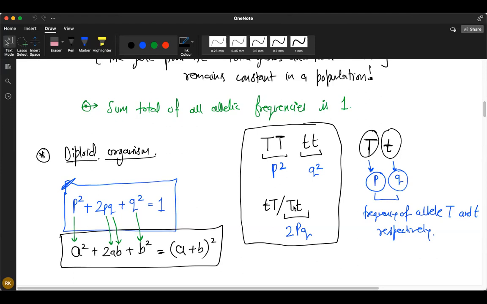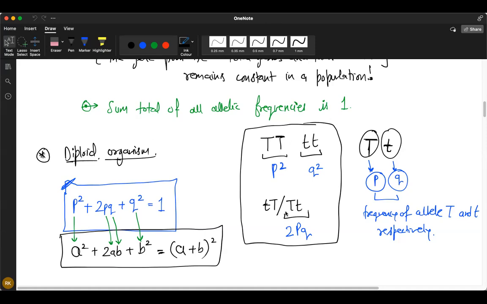Capital T and small t. Yes, these are two alleles, correct? So these two alleles, in what frequency can they be expressed in any population in any generation? We know that diploid organisms like us have two copies of every gene, which means we have two alleles for every gene. So taking a diploid organism as an example, these are the only possibilities of expression of these alleles, right?